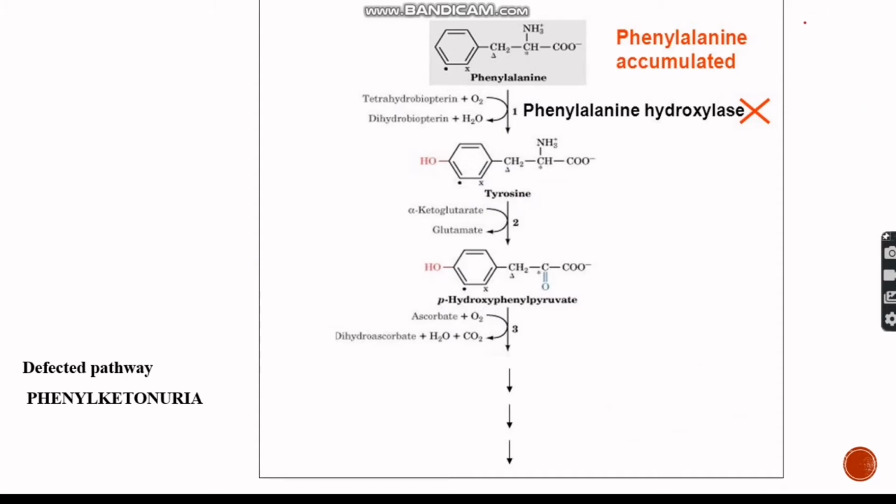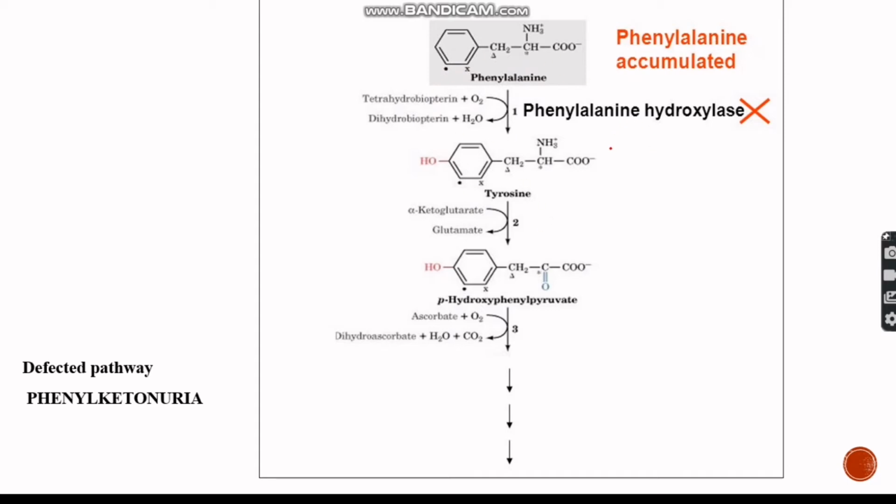So what happens in phenylketonuria, as I've told you, is that in the first step of phenylalanine degradation, phenylalanine is converted into tyrosine with the help of the enzyme phenylalanine hydroxylase. And this is its cofactor, tetrahydrobiopterin, which is converted into dihydrobiopterin, and this cofactor is required for the proper functioning of the enzyme, so that phenylalanine can be converted into tyrosine.